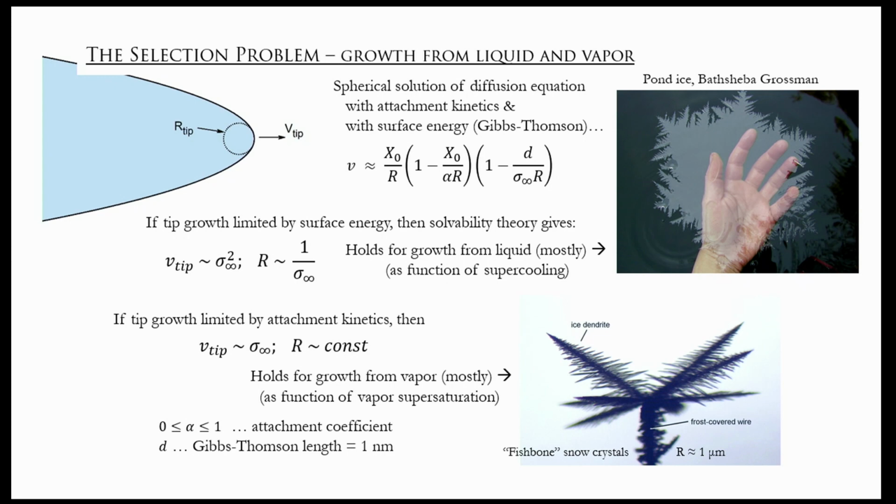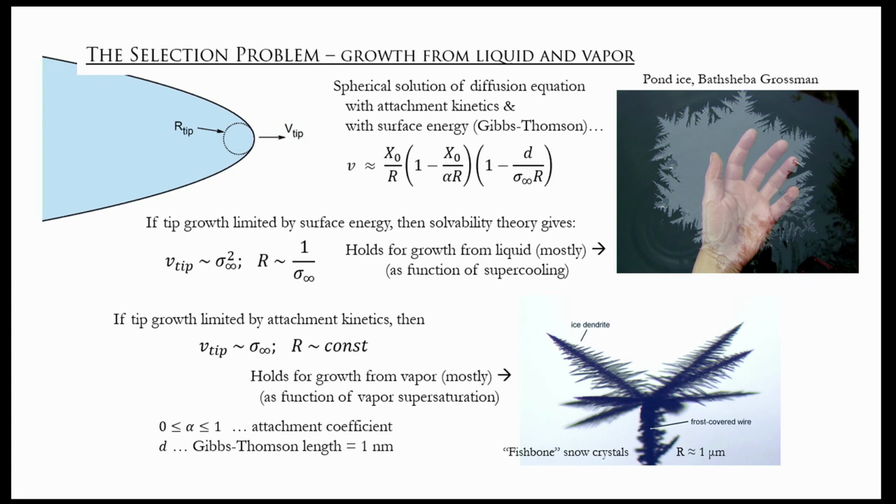So if surface energy is the dominant term, this guy, then the tip velocity goes like the supersaturation squared, and R goes like 1 over sigma. And in this case, it'd be for supercooling, and that's supposed for liquids. This holds for liquids mostly. Okay, so all the metallurgy stuff and the succinonitrile, this is what you get, something like that, roughly.